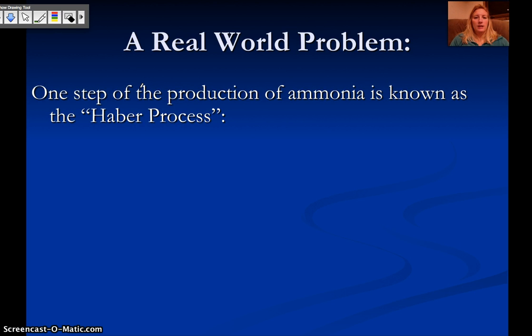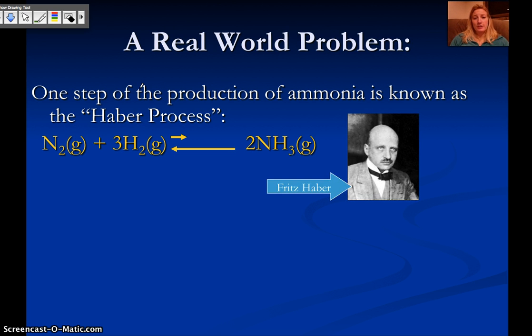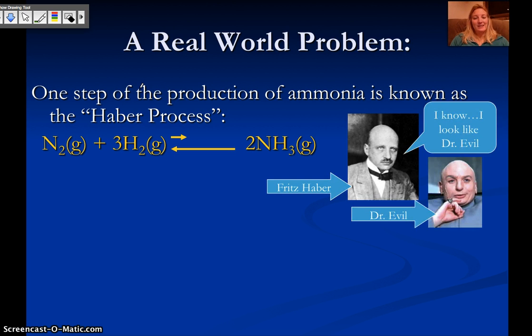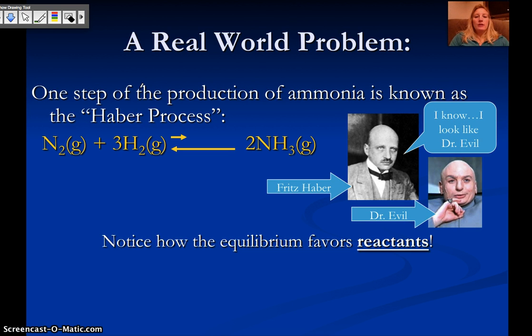But this process is known as the Haber process of making ammonia. It's where you take nitrogen gas and hydrogen gas, put them together, and you make NH3 or ammonia gas. And here's Mr. Fritz Haber, and yes, he knows, he looks like Dr. Evil. But notice how this equilibrium favors the reactants.